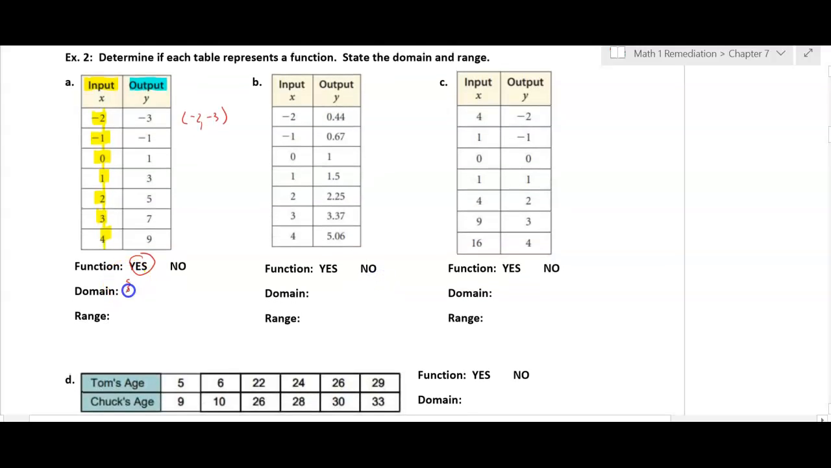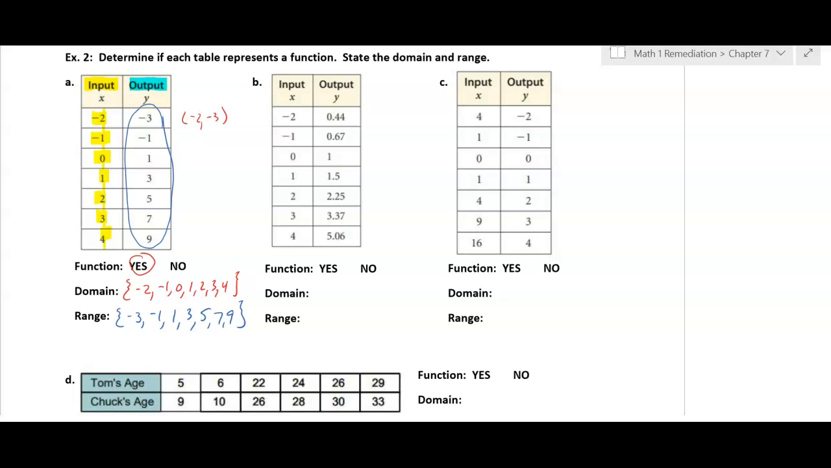Now, if it is a function, the domain would just be the set of inputs. So -2, -1, 0, 1, 2, 3, and 4. Now, the set of outputs would be our range. So all I'm going to do is take this column and write each element inside set notation. So -3, -1, 1, 3, 5, 7, and 9.